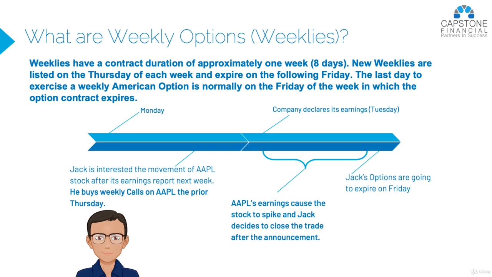Apple earnings do come out, causing the stock to spike, and Jack decides to close the trade out after the announcement. This again is part of the trading plan. He may have exceeded what he wanted to make. He may actually have even exceeded what he wanted to make prior to the earnings announcement.